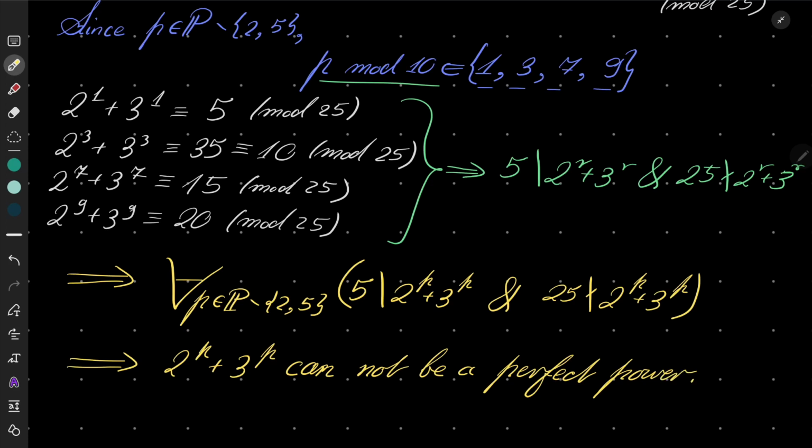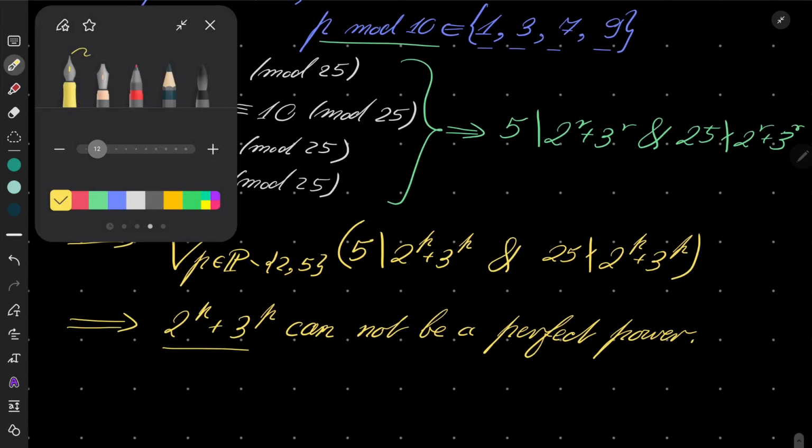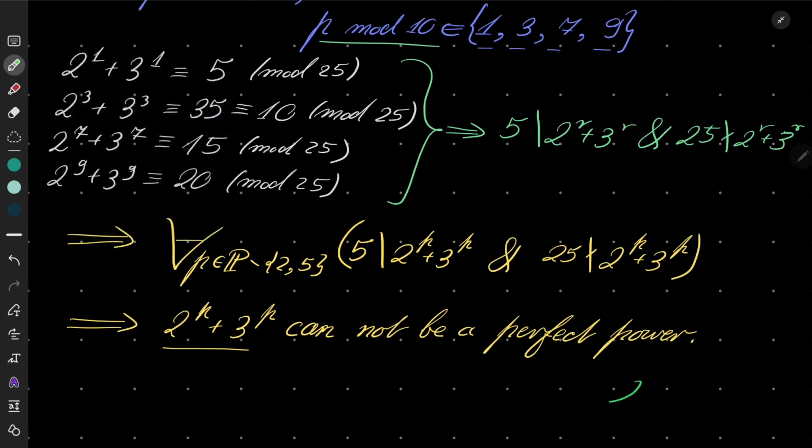And that closes our proof, because we have already considered p equals 2 and 5 in the beginning, and now we know that for every other prime, our sum isn't a perfect power as well, and that closes our proof.